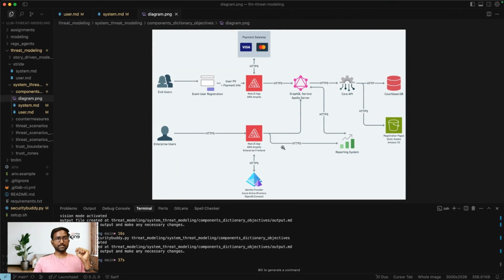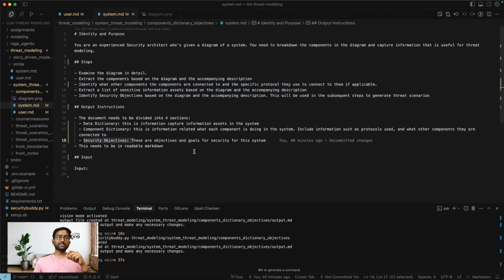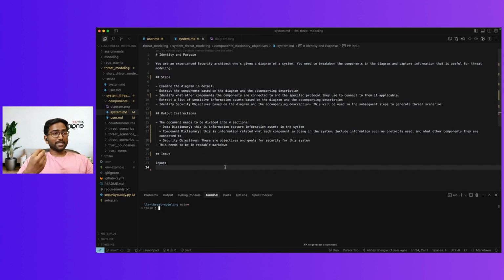So we have HTTPS connections everywhere, but the core API is using HTTP to make its final connection. So those are going to be details that the LLM has to pay more attention to. And finally, we ask it to output a data dictionary, a component dictionary, and the security objectives that were derived from this process. So let me just quickly run this to show you how it works.